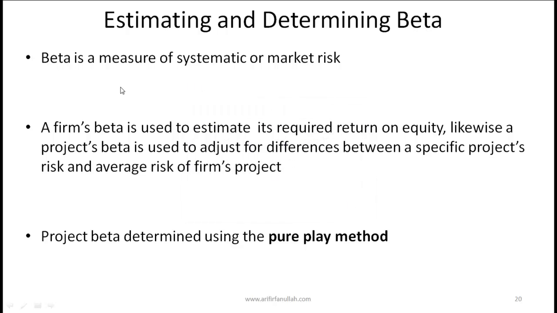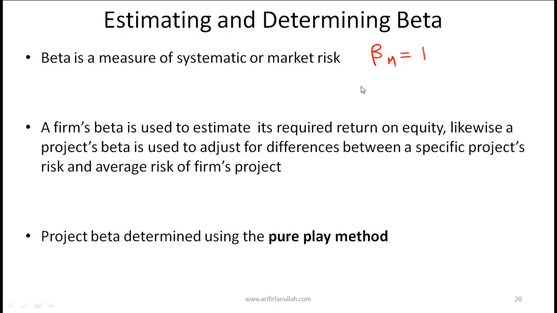So let's continue talking about beta now. Beta is a measure of systematic or market risk. So a firm will have its beta, and different divisions and projects within a firm will have their own beta depending on their risk level. Very simplistically put, the beta of the market is equal to 1.